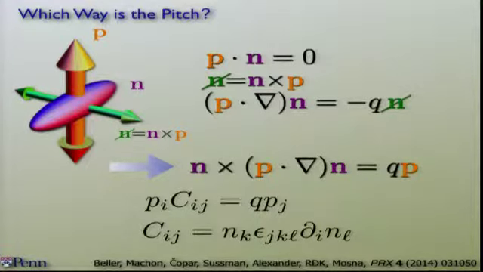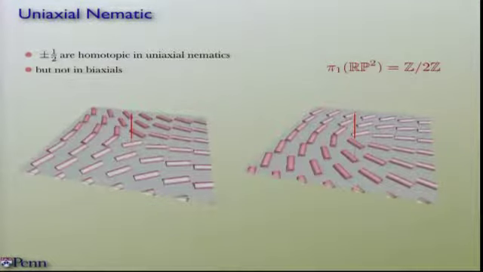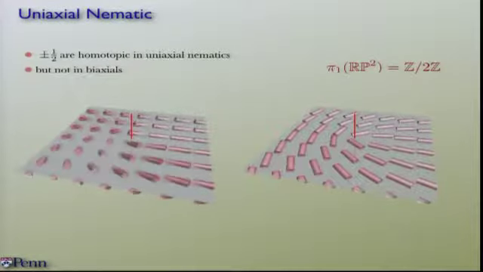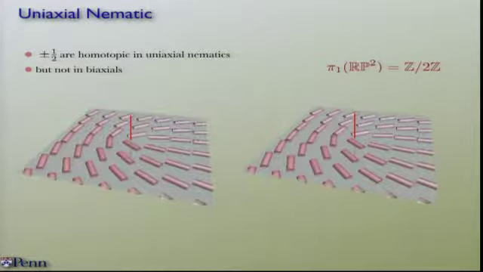Okay, well, there's only one property I want. Remember, in a uniaxial nematic, here's a minus 1/2 disclination. Here's a plus 1/2 disclination. Minus 1/2, plus 1/2. Of course, I can do a rotation, and I can turn the minus 1/2 into a plus 1/2. They're the same defect. There's no such thing as minus 1/2 and plus 1/2. There's just a defect or there isn't a defect. It's an important feature about uniaxial nematics.